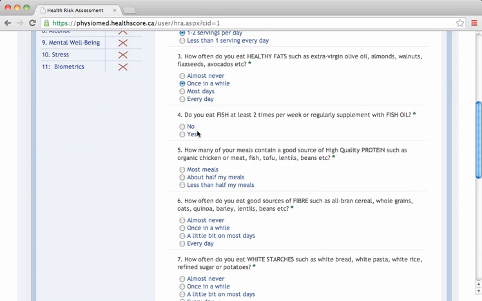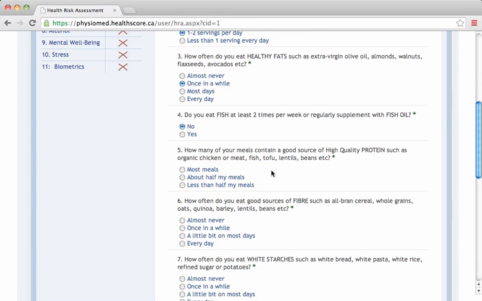Do you eat fish at least 2 times per week, or regularly supplement with fish oil? No. And again, this question alone makes it very easy to facilitate the need for using fish oil, especially high EPA variations, in order to down-regulate inflammation. And it helps address the need for that.